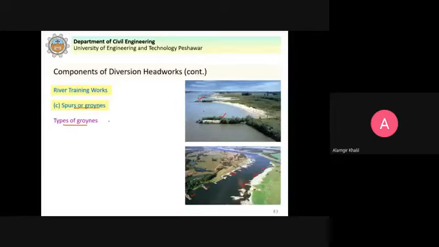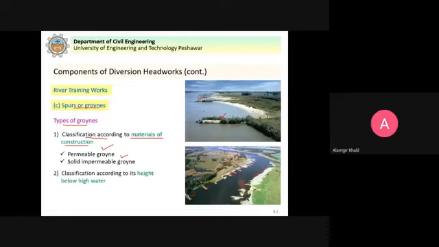Types of groins. Classification according to materials of construction. We can have permeable groin, we can have solid impermeable groin. Classification according to its height below high water. It can be a submerged groin or it can be a non-submerged groin.